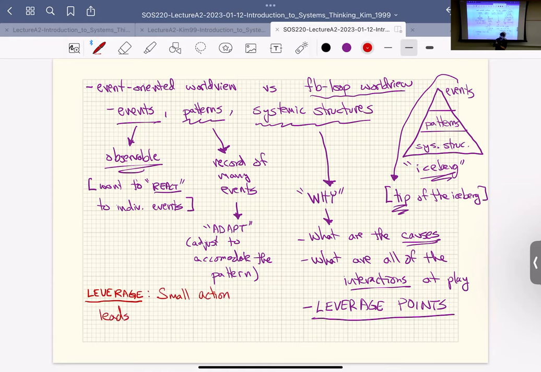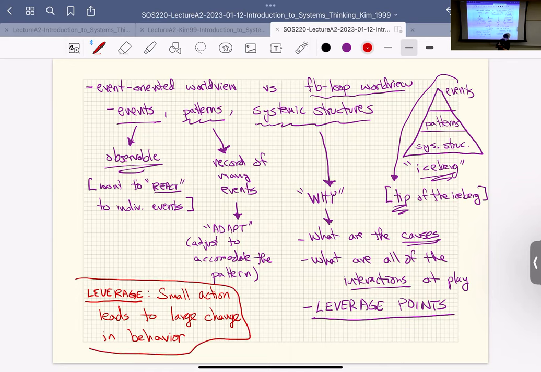Yeah, so a small action leads to a large change in behavior. The thought here is that if we are event-oriented, if we just respond to every event, or force someone to just cope with the pattern of events that's there, that's a lot of effort. That's a lot of effort for us to manage every event, and a lot of effort for the person to protect themselves from this pattern.